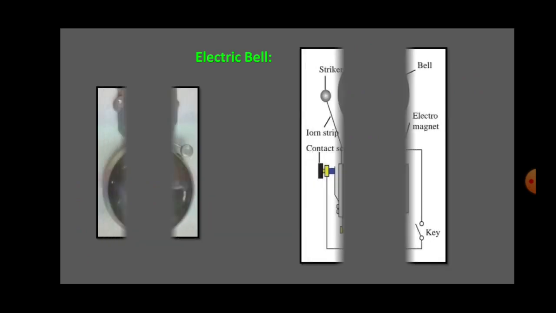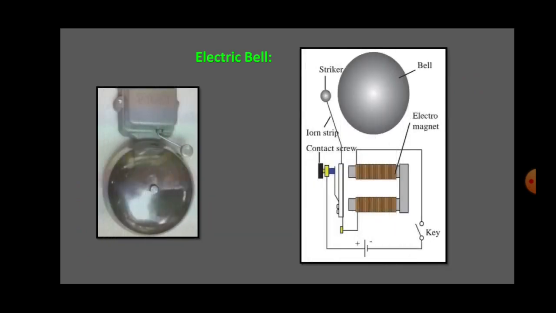The last thing we are going to study in this lesson is the electric bell. Very common thing. We all have a bell at our entrance door, right? So this electric bell also works on the principle of the electromagnet. There is an electromagnet inside this electric bell, right? So let's first of all study the structure of this electric bell.